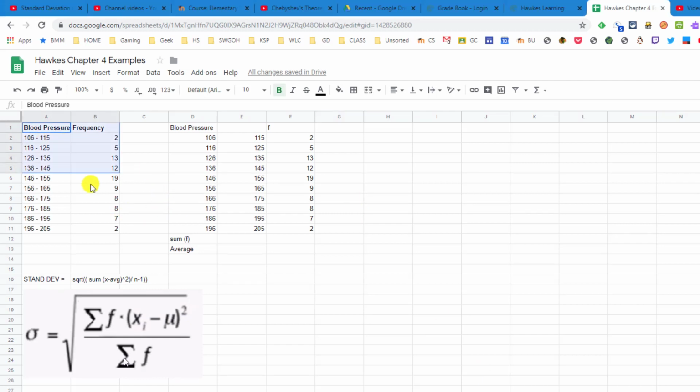So I'm using this example here that really is a range. It tells me that there's two people that have blood pressure between 106 and 115. Because I don't know what their exact blood pressure is, we're going to use the midpoint.